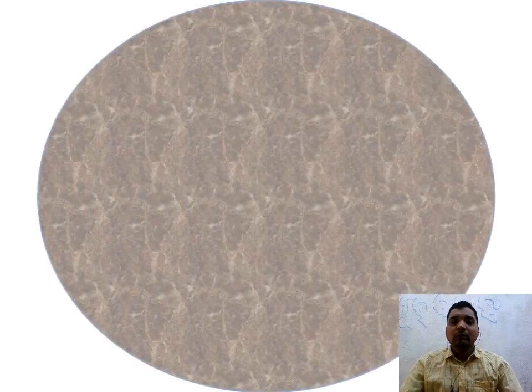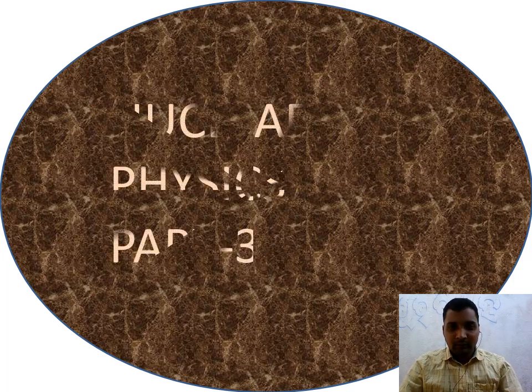And as you know, this channel is all about physics of ICSE class 9 and 10. In my previous video, I discussed the different characteristics of alpha, beta and gamma, harmful effects of radiation, and background radiation. Today is the time to know about nuclear reaction. So let's start our nuclear physics part 3.